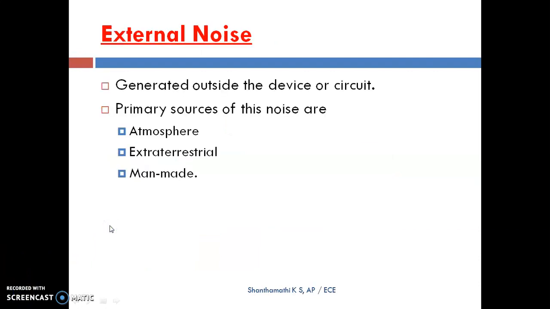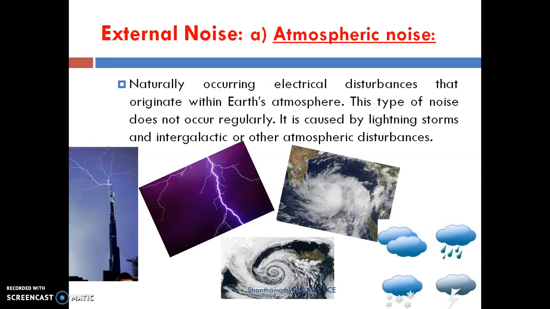Now we'll see the external noise. This external noise is generated outside the device or any circuit. The primary sources of this noise are atmospheric, extraterrestrial and man-made noise, as we saw earlier. So first we'll see about atmospheric noise. This is the first primary source of external noise.